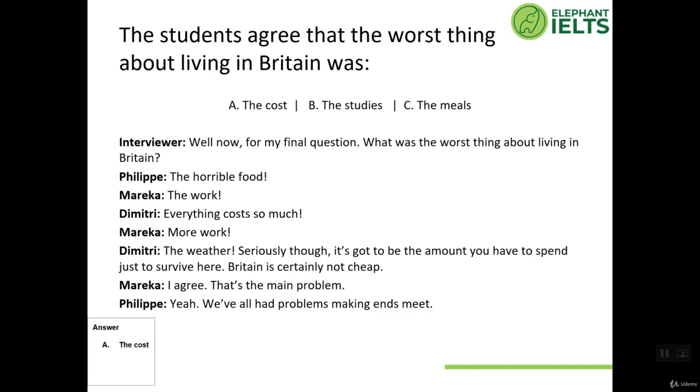So you see again, we heard many distractors. Food is a synonym to meals, but only Philippe believes that's the worst thing. Work is a synonym for studies, but the question asks, what do all students agree on? And only Mareka believes the work is the worst thing. The question asks, what do they all agree on? And the answer is cost. They all agree at the end that the cost is the worst thing about living in Britain.